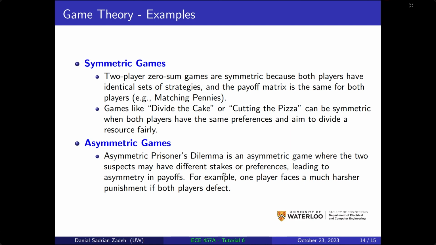Now the Prisoner's Dilemma can be asymmetric. So we had Prisoner's Dilemma, we had iterated Prisoner's Dilemma, now we have asymmetric Prisoner's Dilemma, which is an asymmetric game where the two suspects may have different stakes or preferences, leading to asymmetry in payoffs. For example, one player faces a much harsher punishment if both players defect.